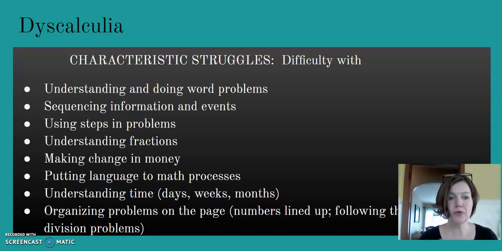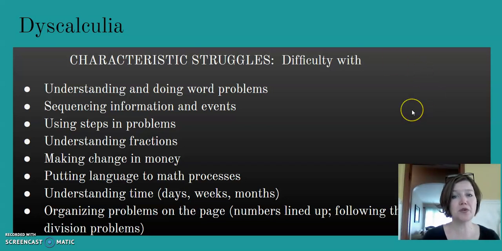Making change in money, putting language to processes, understanding time, and then another difficulty is organizing the numbers on the paper and making all of those numbers, like in the long division problem, line up so that they can actually do the operation. And I do see in this list an overlap between difficulties that individuals with dyslexia and dysgraphia have and individuals with dyscalculia. There are definitely some overlaps involved.